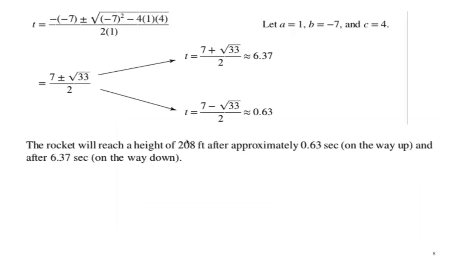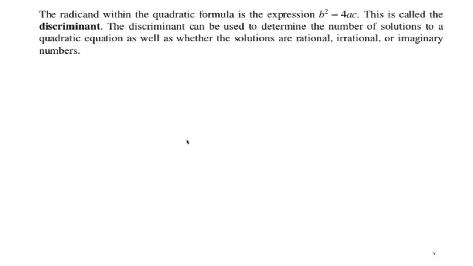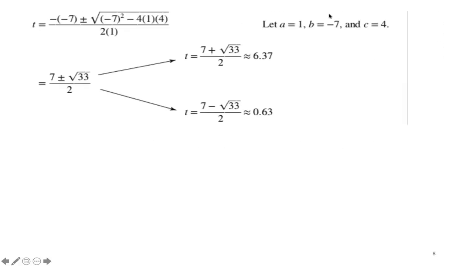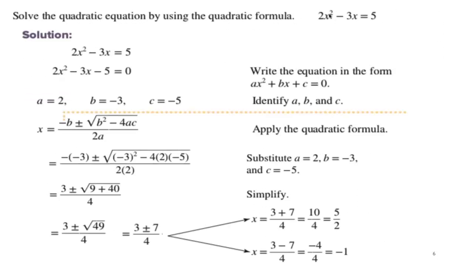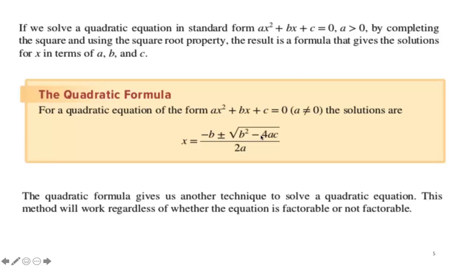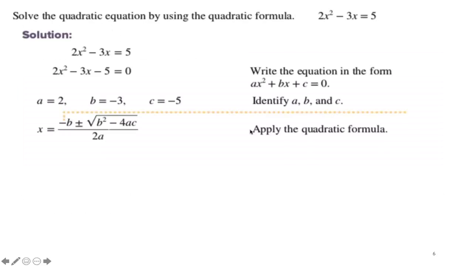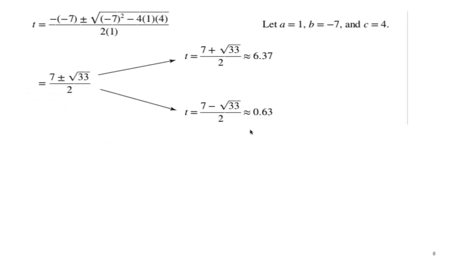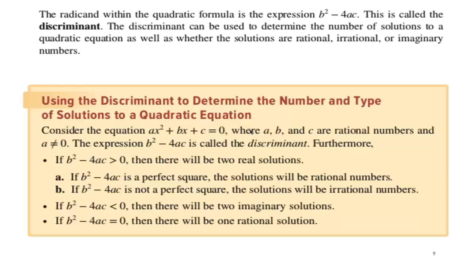Okay, and then the radicand that is inside the quadratic formula, the expression b squared minus 4ac, is known as the discriminant. So again, let's go back to this. The discriminant is the term that is inside of the radical. b squared minus 4ac, that's called the discriminant. And the discriminant can actually help us figure out how many solutions we get from a quadratic equation.